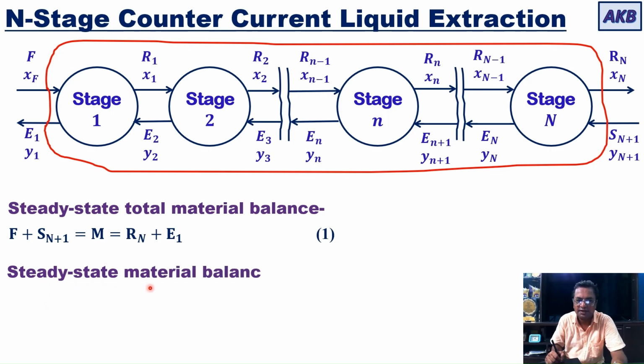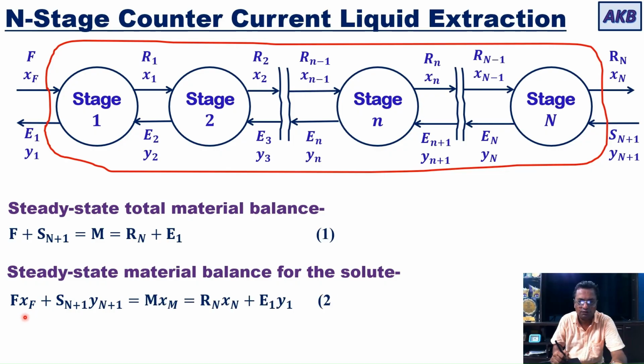Then let us write steady state material balance for the solute. So it will be written as F into XF, that is total feed into fraction of C in it. So F into XF plus Sn plus 1 into Yn plus 1, that is equal to M into Xm, where Xm is the weight fraction of the solute in the mixture that is formed in the entire cascade, and then it separates into raffinate. It will be Rn into Xn plus E1 into Y1, and I am calling this equation number 2.